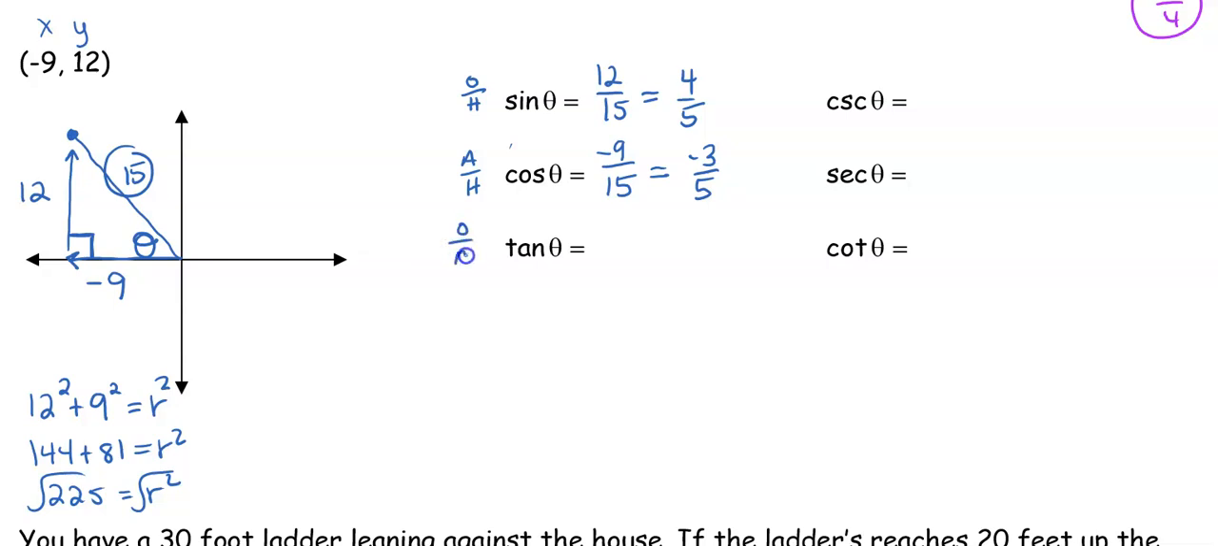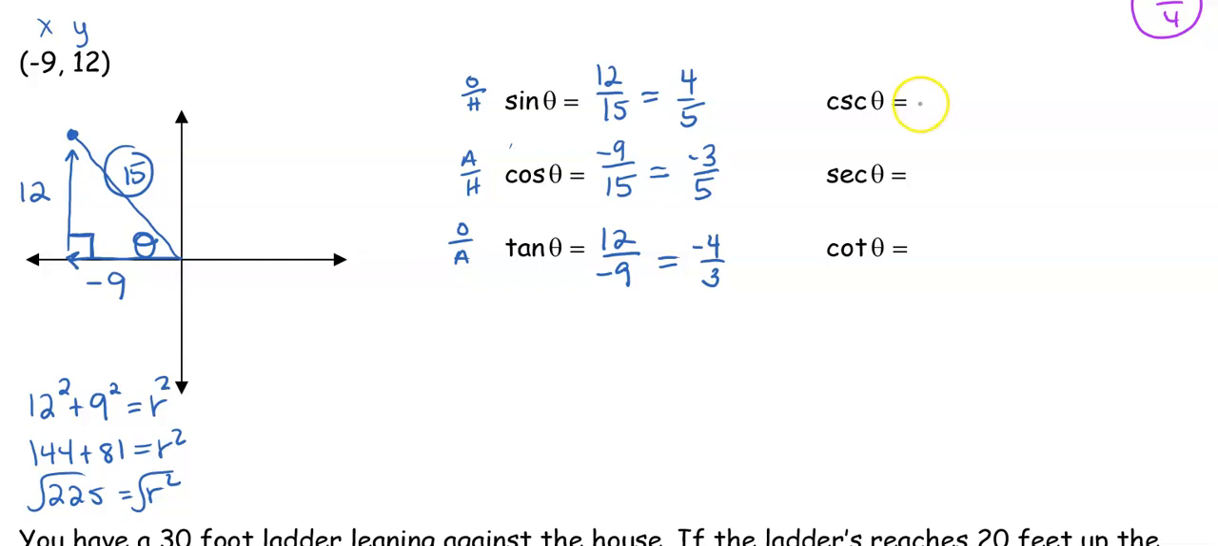The negative is a part of it. Tangent is opposite over adjacent. Here's my angle. Opposite that angle is 12. Adjacent is a negative 9, reducing down to a negative 4/3. So that's a nice review from geometry.